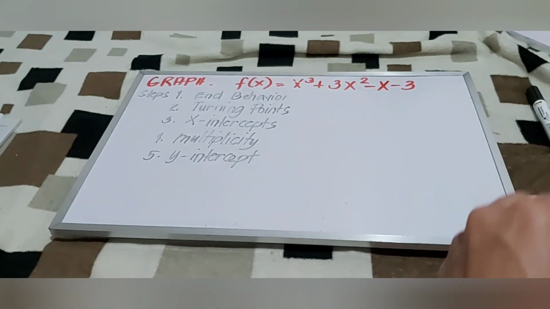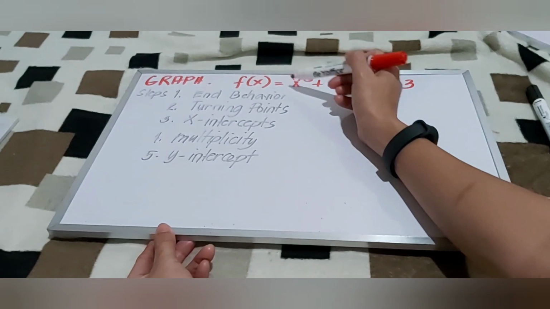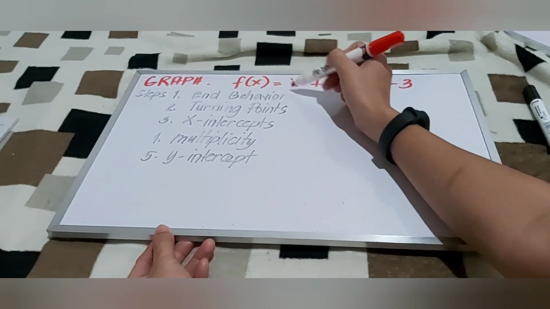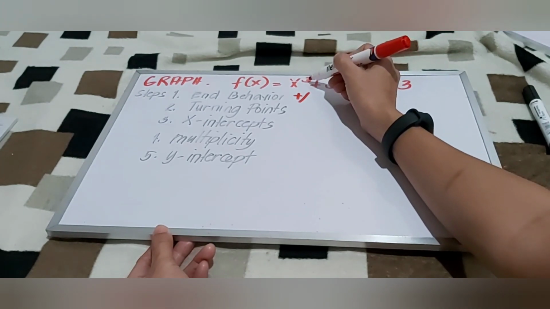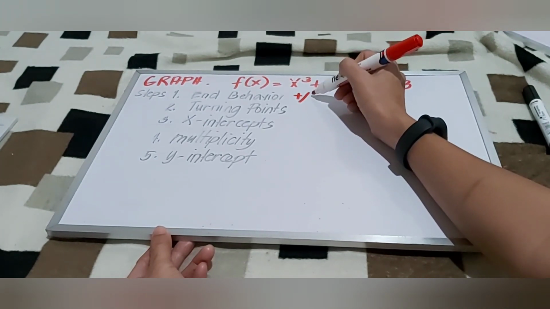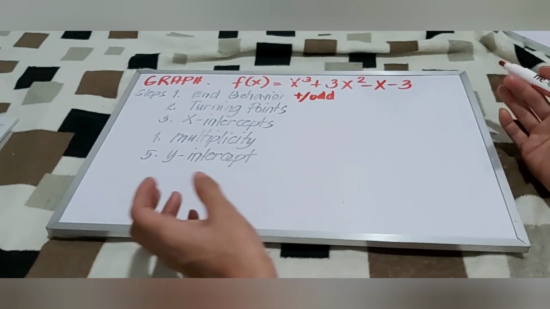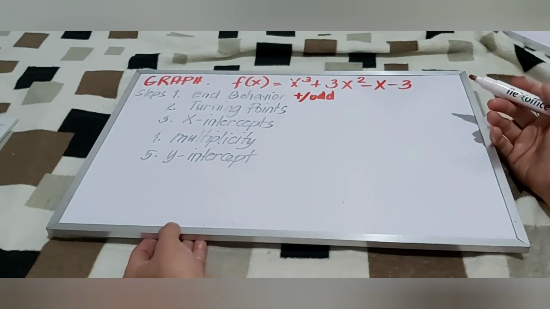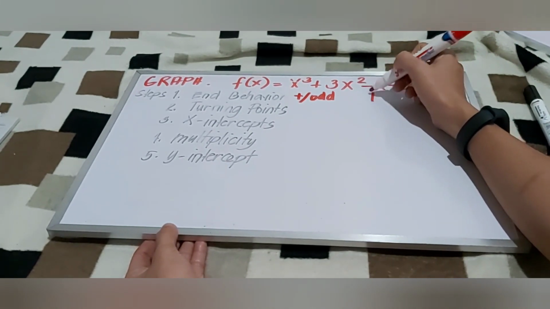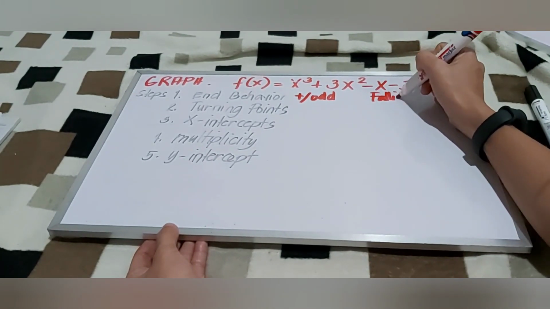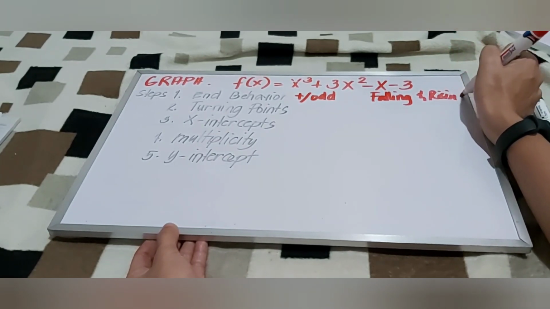First is for the end behavior. Ang end behavior ay magagaling doon sa leading term. So dahil ang leading term natin ay x cubed, positive ang leading coefficient at ang ating n ay 3 o ang degree ay 3, so which is odd. So, kapag positive tapos odd, kung babalikan natin yung ating table kanina, this is falling to the left and rising to the right.